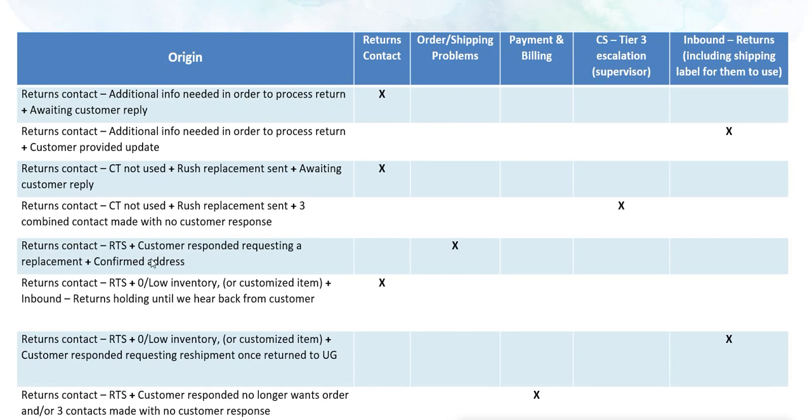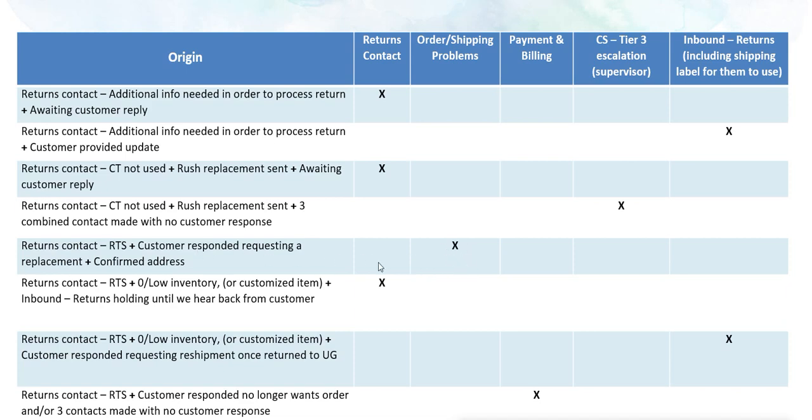Getting back to the chart now. If it's in the returns contact group, it's an RTS. The customer responded requesting a replacement, and they confirmed the address it should go to. This would go to the order shipping problems group for the next exceptions rep to place the replacement order, or you can place it yourself if you want to own the resolution.